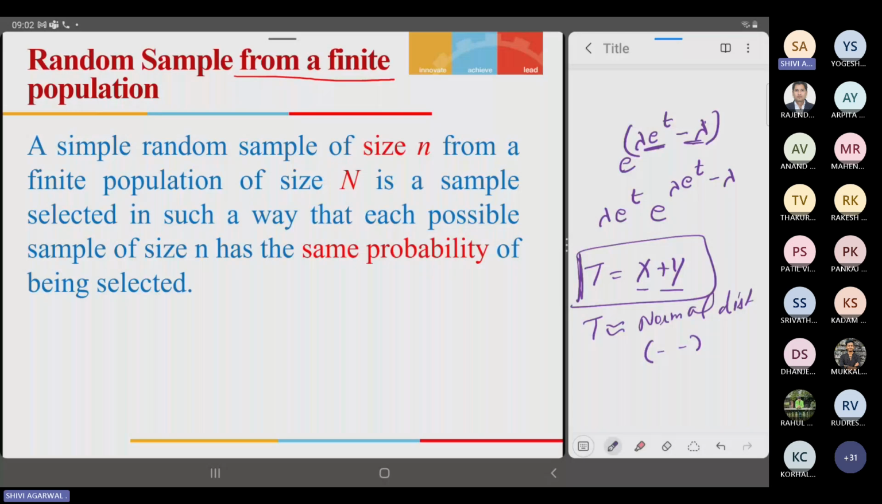So now we are taking a random sample from a finite population, a simple random sample of size n from a finite population of size N. Do you remember, in the last to last class, we discussed the joint distribution. That will not come in your EC2. Today's class also will not come in the EC2. So this part, whichever we are doing here, is part of the EC3.